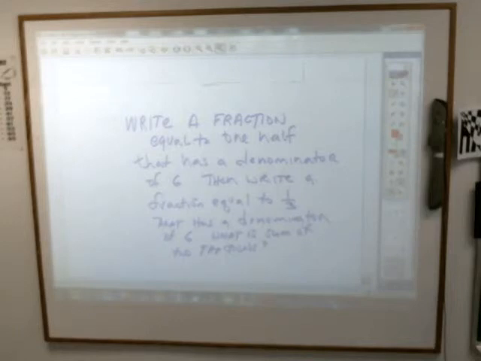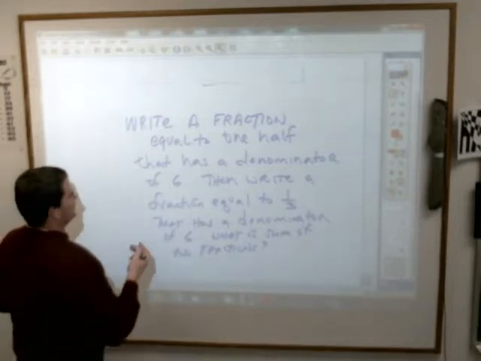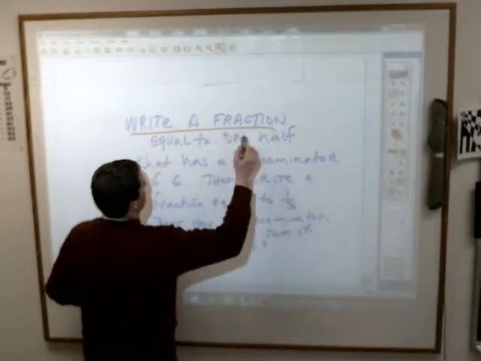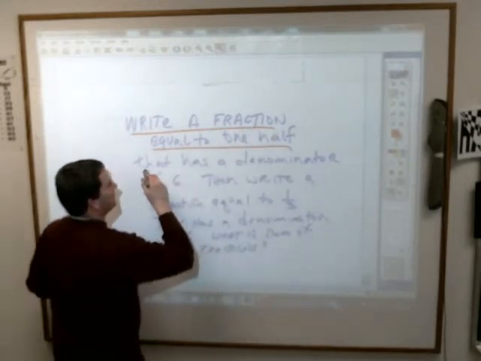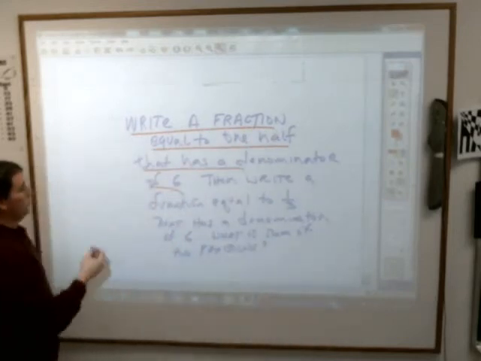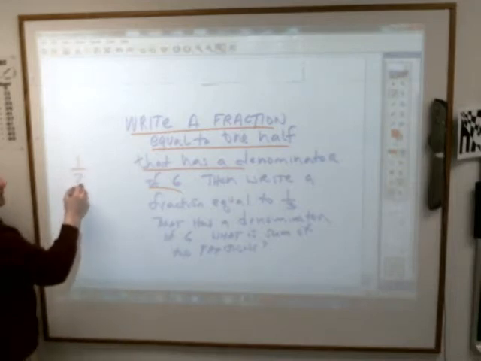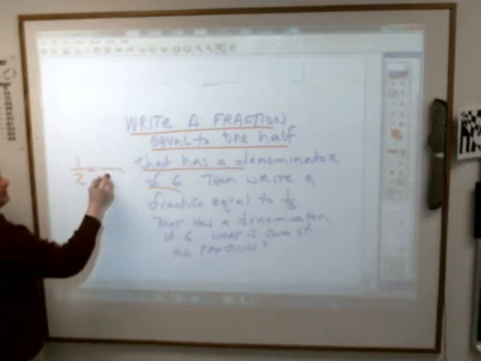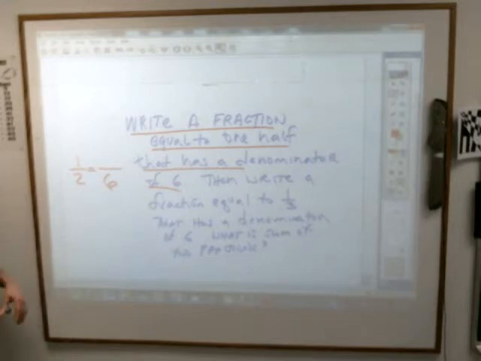An actual question they will ask you on your assignment right here. Now, quite often, all those words seem like they throw people into some sort of a tizzy, but you just got to take it one step at a time, do one part at a time. The first thing it asks you to do is to write a fraction equal to 1/2 that has a denominator of 6. In other words, this. That's all they're asking you to do.